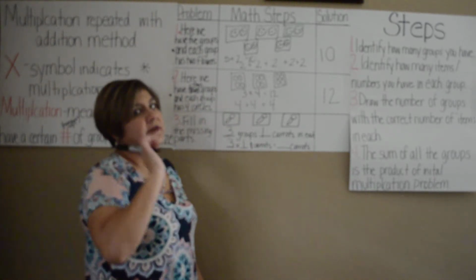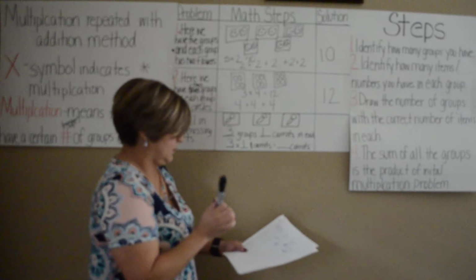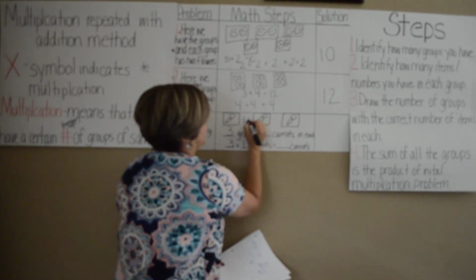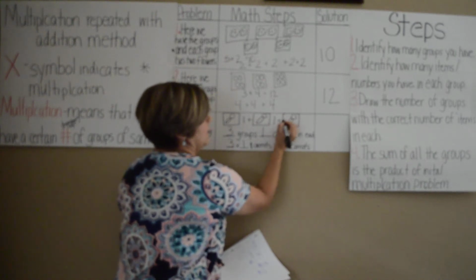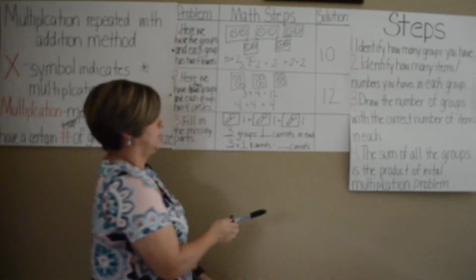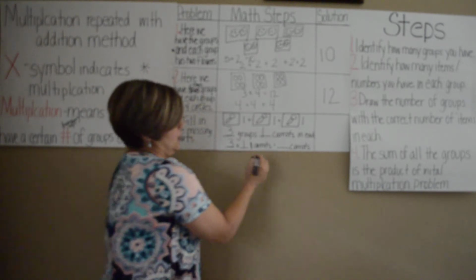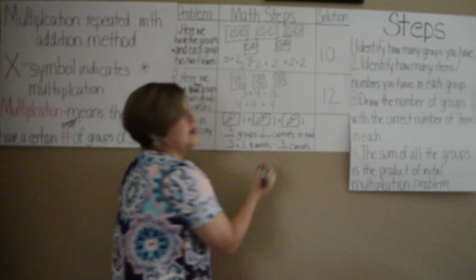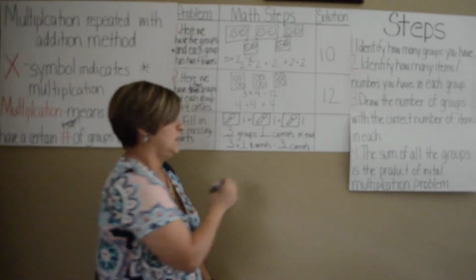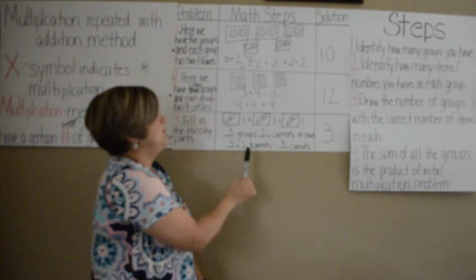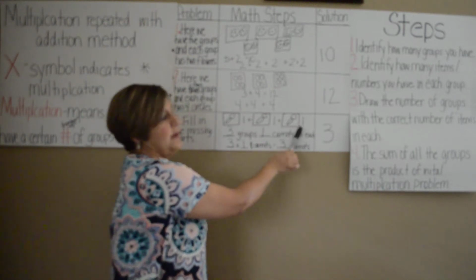And we can also figure this out by adding. So we would do 1 plus 1 plus 1. 3 times 1 is 3. So we know that we have 3 carrots in total. So our answer would be 3. Also, we could add them up. 1, 2, and 3.